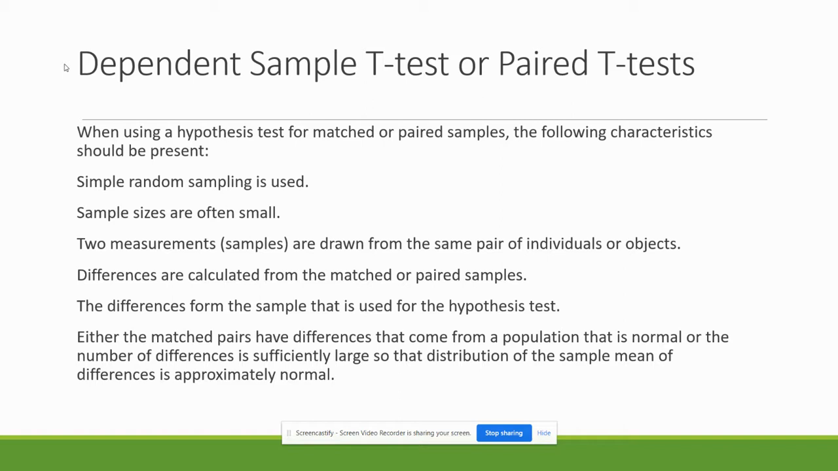So think of it now. You're looking at one group of people or one group of objects, but you took two different samples of data out of those groups. Okay. So you've got to have a simple random sample. Sample sizes are often small. The two measurements or the samples are drawn from the same pair of individuals or objects. The differences are calculated from the matched pair samples.